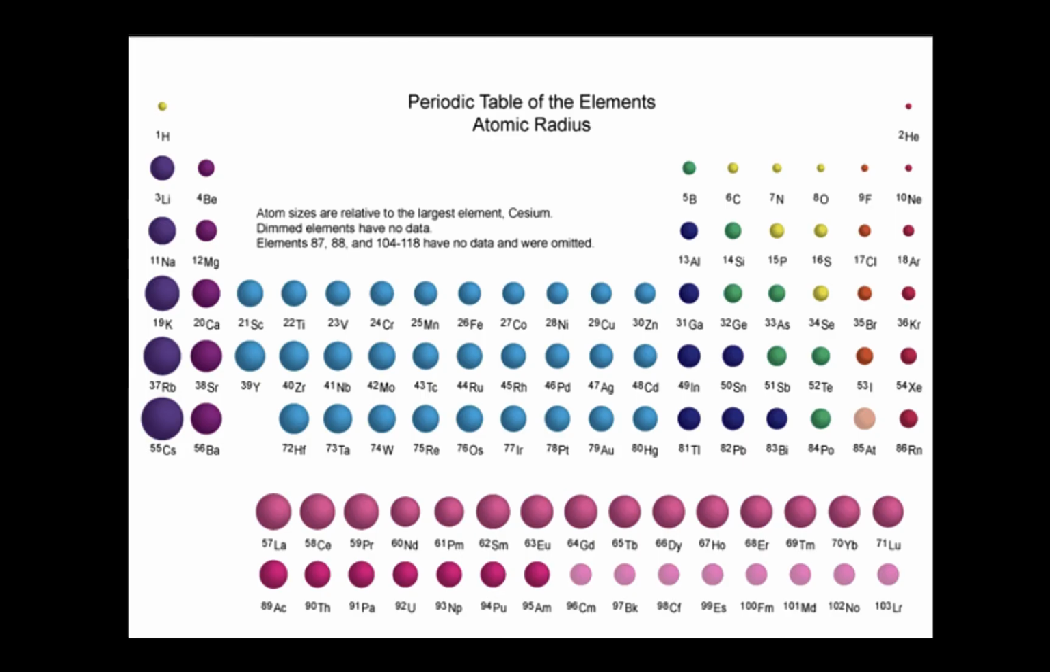Here's a visual where you can see that as you go down a group, those atoms get bigger, or the radius increases. As you go across a period, they get smaller, or the radius decreases.